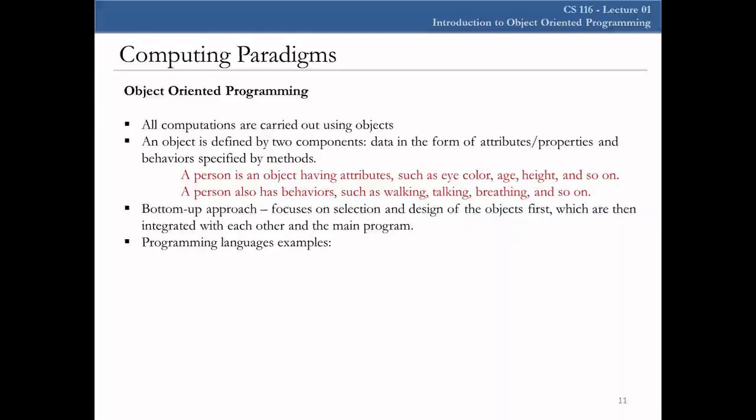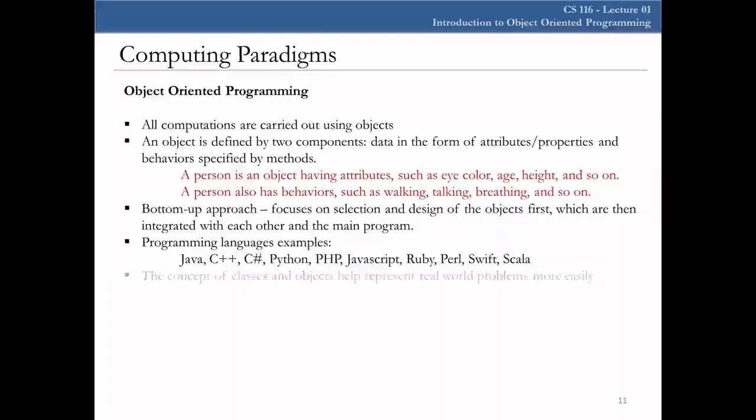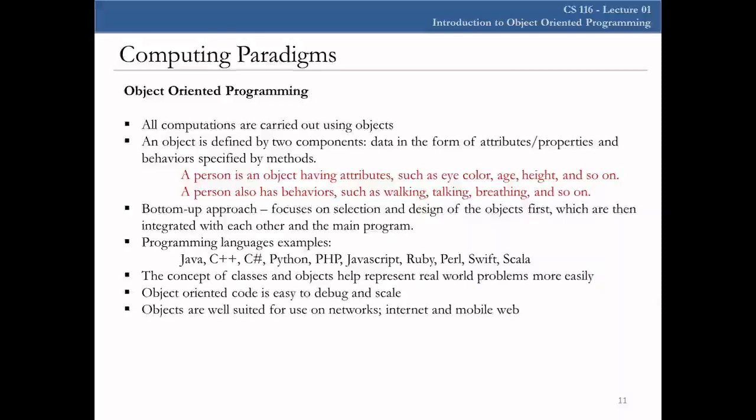Okay, before that, let's see some programming language examples. Almost all modern day general purpose languages are object oriented, like Java, C++, Python, C Sharp, PHP, JavaScript, Ruby, Perl, Swift, Scala. They all are object oriented languages, or you can say that all these languages have support for object oriented structures, right?